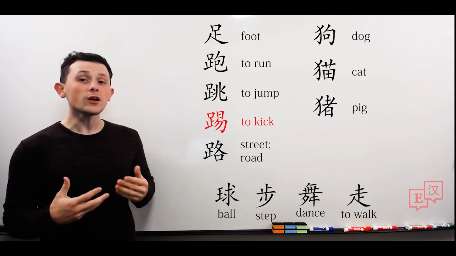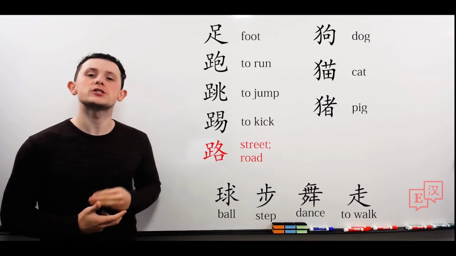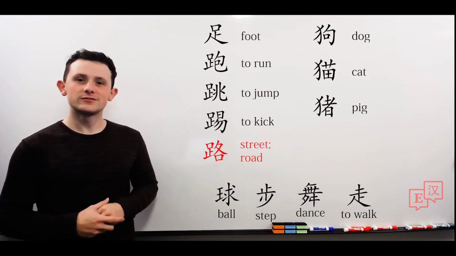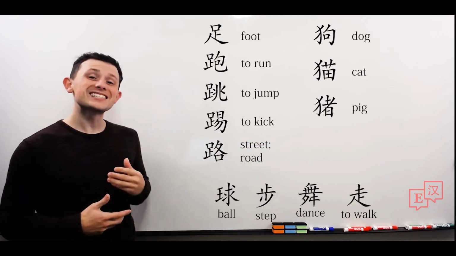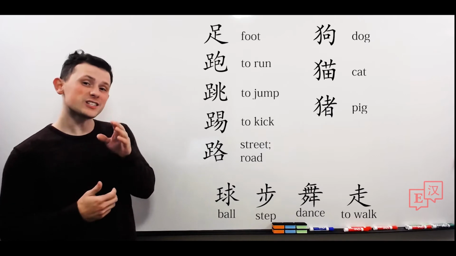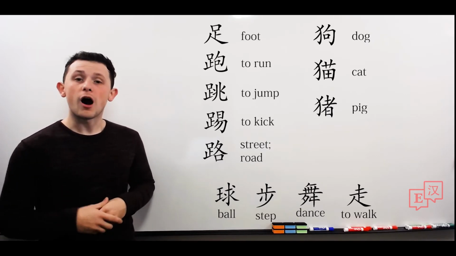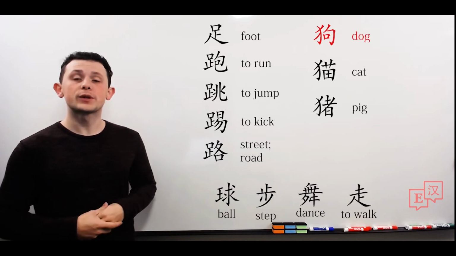T. Our last character in this set is the character for street or road, pronounced lu. Lu. Now our next set of characters all involve animals. And that piece that you see on the left that looks kind of like a claw, that is the animal radical. Our first animal is go, meaning dog.